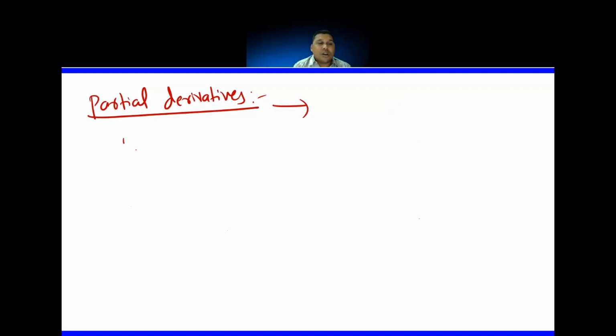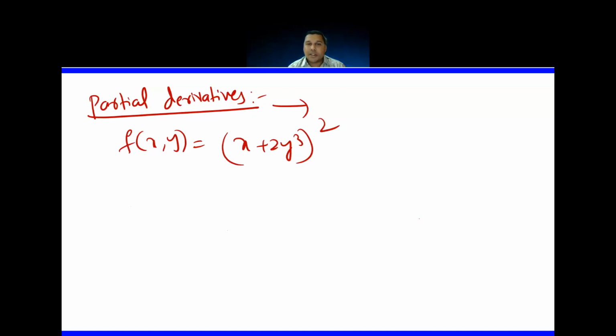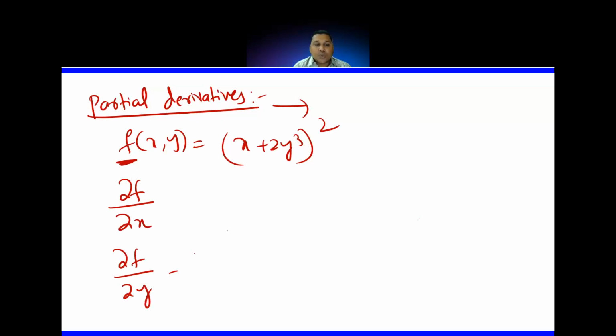So we have a function f, which is represented using two variables x and y, that is x plus 2y cube, whole square. Can you tell me what is the partial derivative of this function f with respect to x and with respect to y? We will see the formulas, but just give an attempt. Find dou f by dou x, and similarly dou f by dou y.